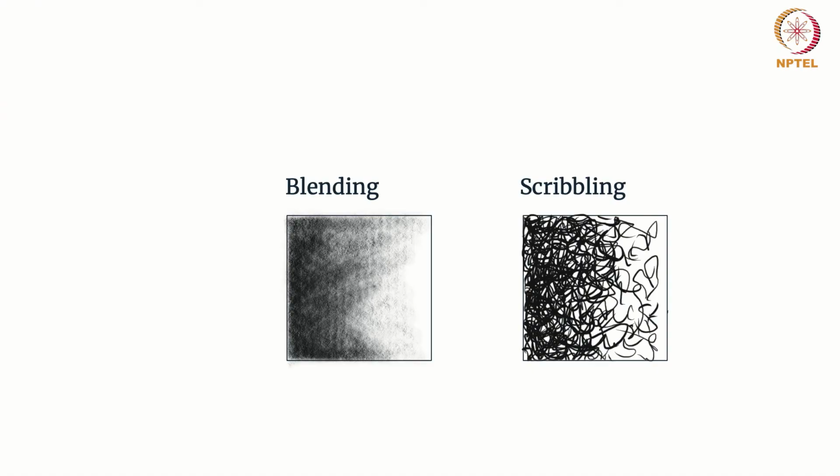Now there is another technique called blending. It is a technique where tones are softly merged to create smooth changes in the light, and it mimics the realistic light falloff on rounded forms.